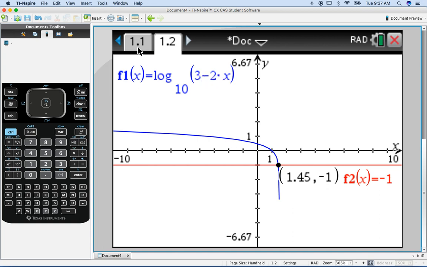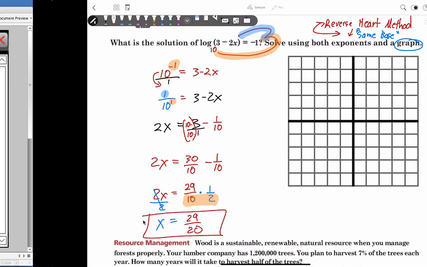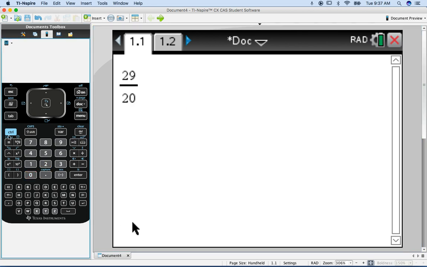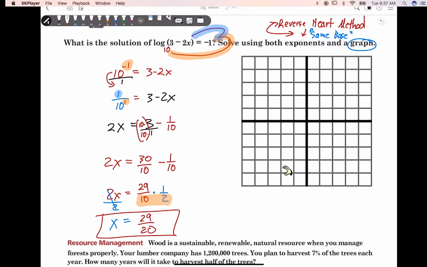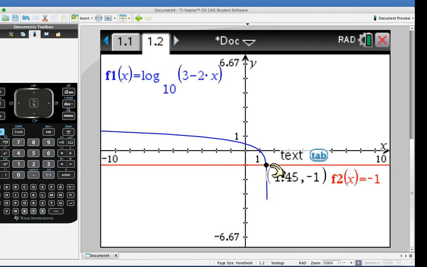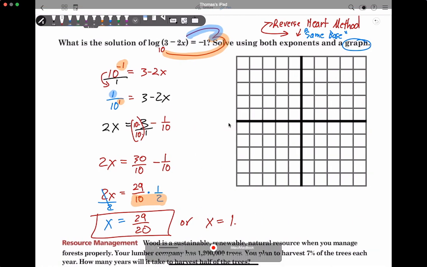Now you're probably asking yourself, what is 1.45? Well, remember on the other one, we got 29 divided by 20. So we have 29 over 20. And if I press Control Enter, I'll get the decimal equivalent, which is 1.45, which is the same as what this is. So they're both the same answer. They're both going to be 29 over 20, and you can put it even over here, or this answer of 1.45. X equals 1.45.